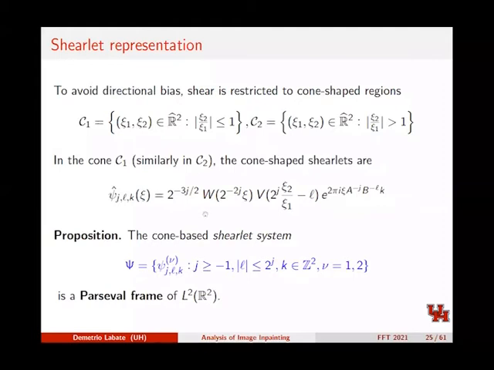So the conclusion of the construction is that with the application of translation, dilation, and shear, I obtain a Parseval frame that I denote with psi, indexed by j, l, and k, where j is the parameter associated with scale, l is the parameter associated with the shear that controls orientation, and k is the translation parameter.